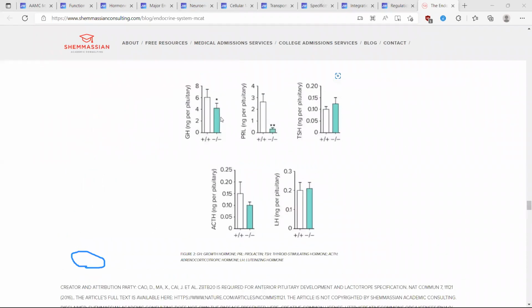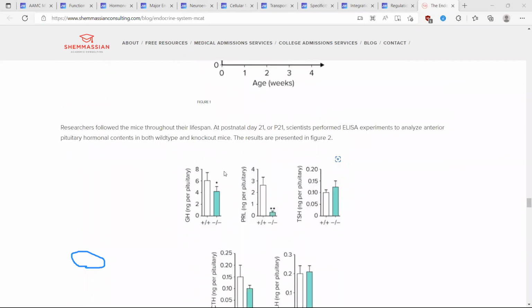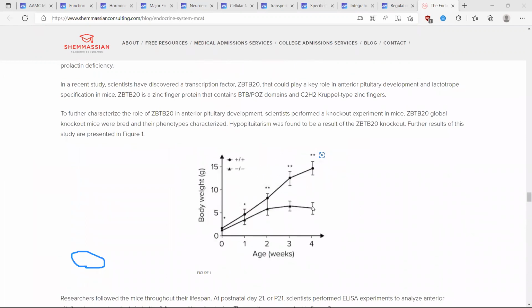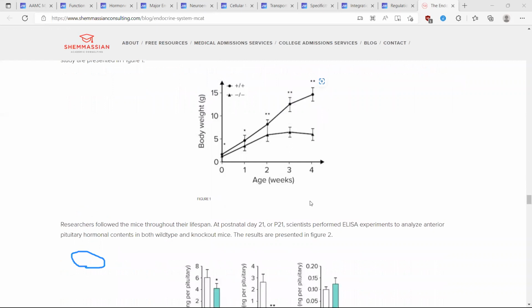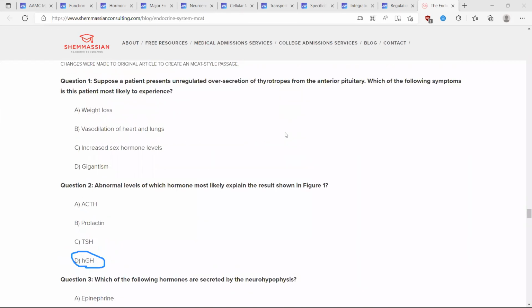So growth hormone is the one, and this makes sense, right? Why does this make sense? We see that the knockout has a significantly lower amount of growth hormone. If the knockout has a significantly lower amount of growth hormone, this explains why the body weight for the knockouts is significantly less. So this makes sense. This is a logical answer. Okay, any questions about that one?